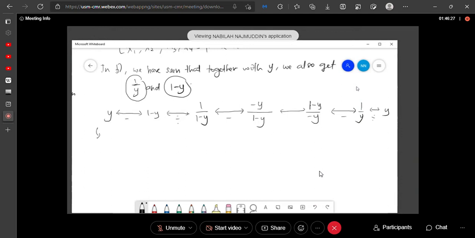So we say this as, when applying this transformation, which is the division and subtraction, we get 6 different values for the cross ratio.